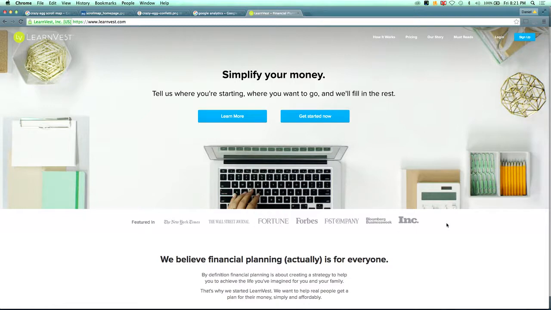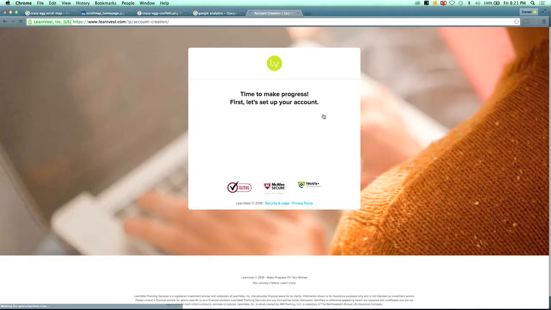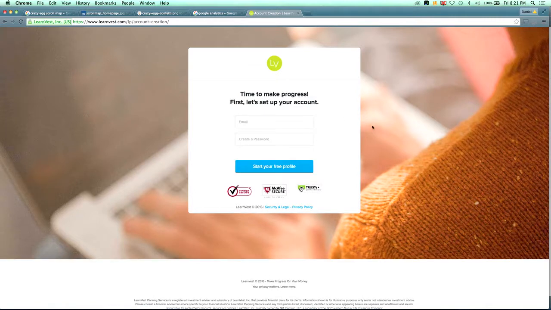Here's the deal. The buttons are blue. They're the biggest buttons. They are the priority. They have the number one amount of real estate. Thus, when we click get started, now what do they want us to do? Oh, time to make progress. But first, let's set up your account. So they want me to put that email in.